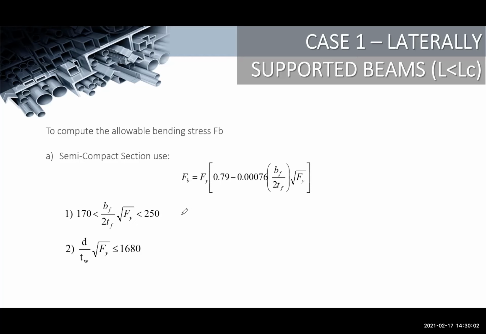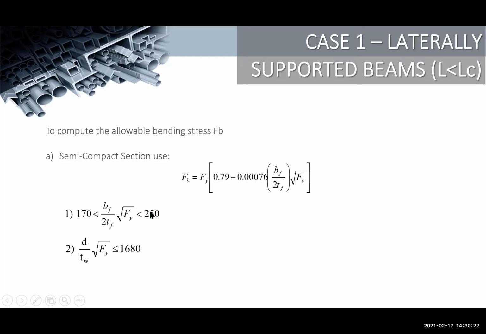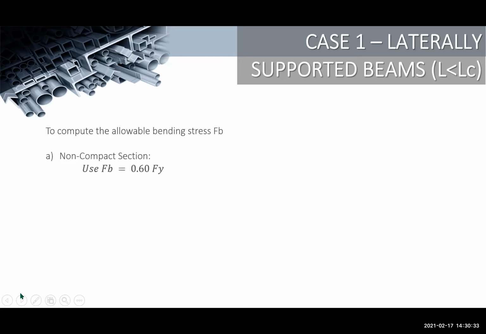Then, ito yung equation kapag semi-compact. Again, ang hinahanap natin is allowable bending stress, yung bending stress na kaya ng beam. Lastly is your non-compact section. Sorry, di ko na ito na-change. So, non-compact section is if hindi na-satisfy lahat ng to, example, yung BF over 2TF times square root of Fy nyo is greater than 250. So, non-compact siya. Ang gagamitin nyo lang, FB is equal to 0.6 Fy sa both your X and Y axis. So, ito yung laterally supported beams.